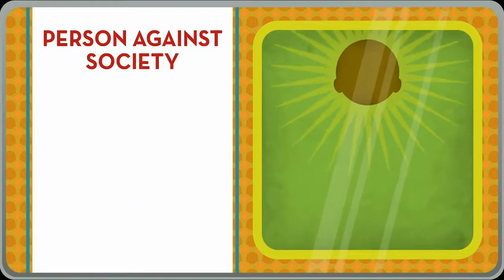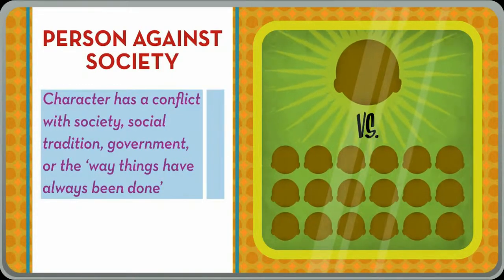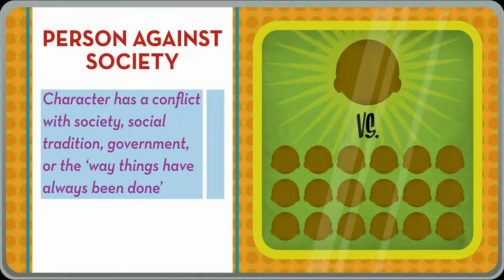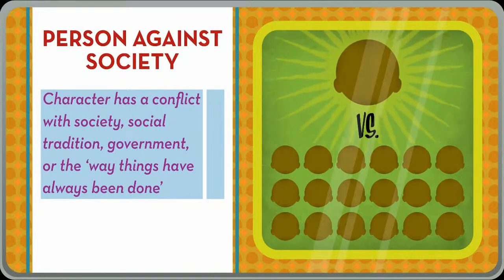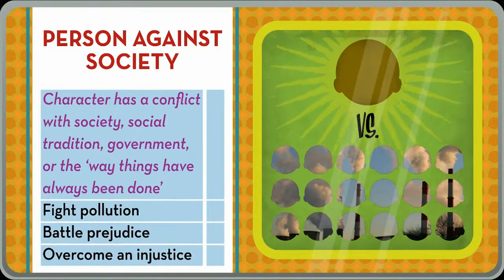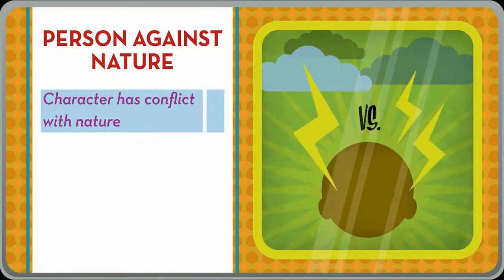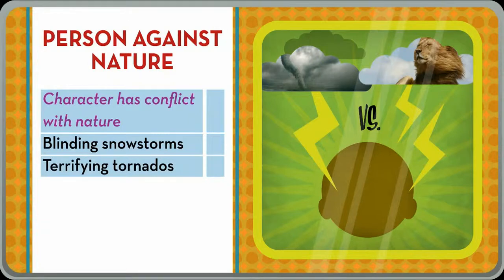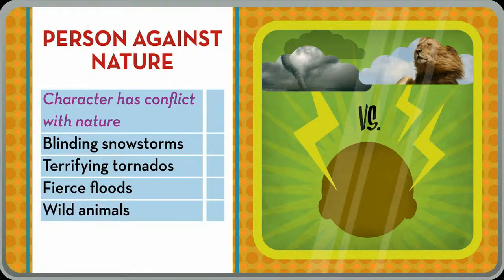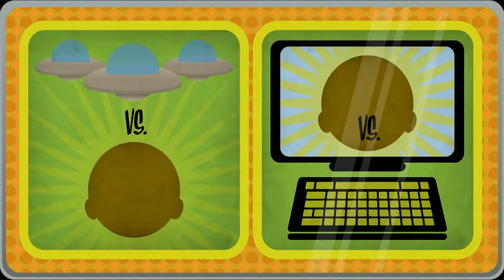In person-against-society conflicts, the character has a conflict against society, social tradition, government, or the way things have always been done. The hero takes up a cause to fight pollution, battle prejudice, or overcome an injustice. Sometimes the conflict occurs between humans and nature. Found frequently in survival stories, these threats appear as blinding snowstorms, terrifying tornadoes, fierce floods, or wild animals. Other conflicts, such as person against the supernatural or person against technology, are typically found in fantasy.